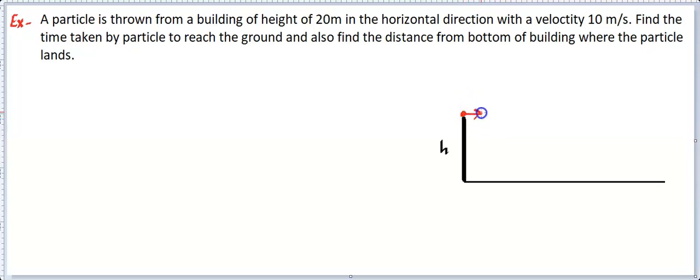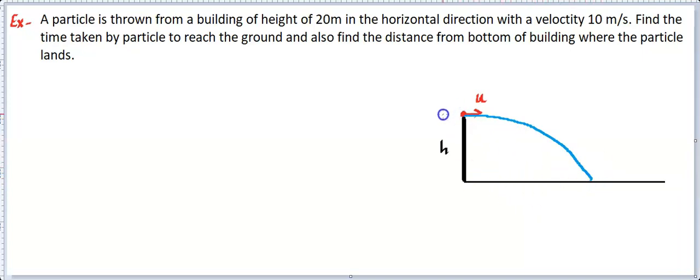Horizontal direction means theta is 0. So theta is 0, and the velocity is given to us as 10 meters per second, so u is given. Furthermore, it says find the time taken by the particle to reach the ground and the distance from the bottom of the building. The path of this particle is going to be a parabolic projectile, and it's going to land somewhere like this.